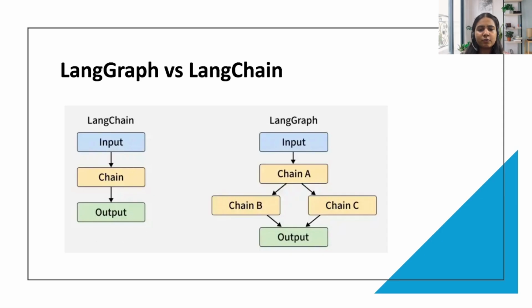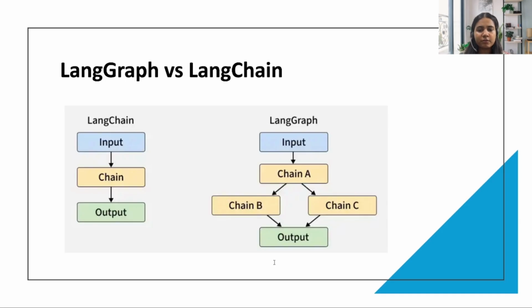If we look at LangGraph, we have an input and one step here, and parallelly two steps are also running. Whatever output we got from chain A, we are sending it to chain B and chain C, and they are working in parallel. The output we got up to here is also stored and saved. Okay, and at the end we are getting the output.